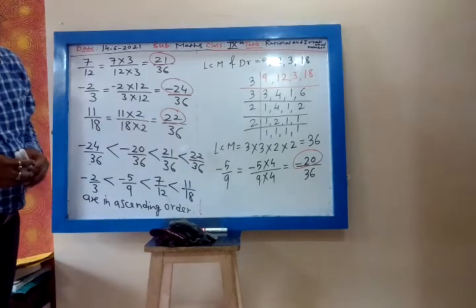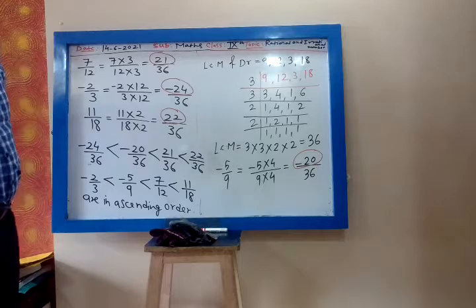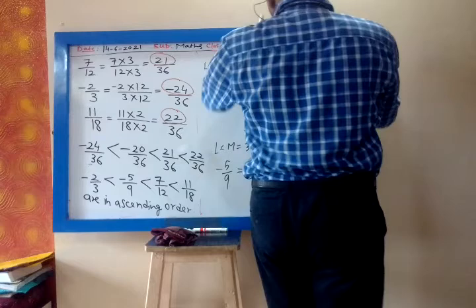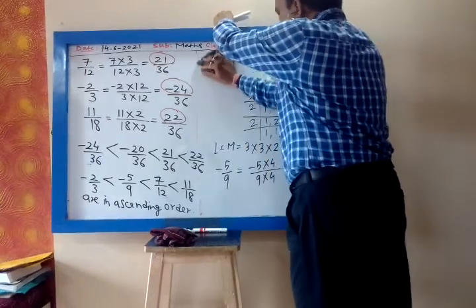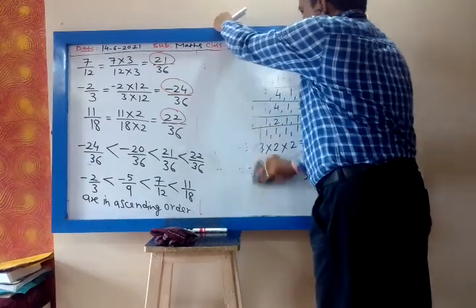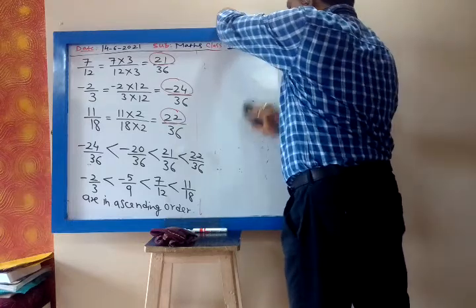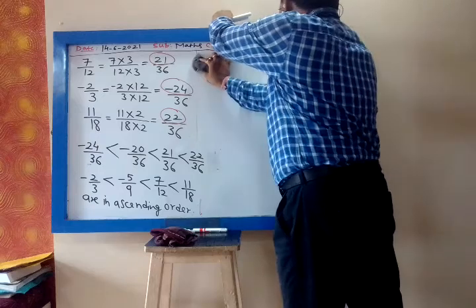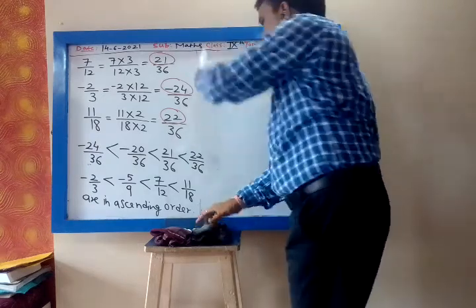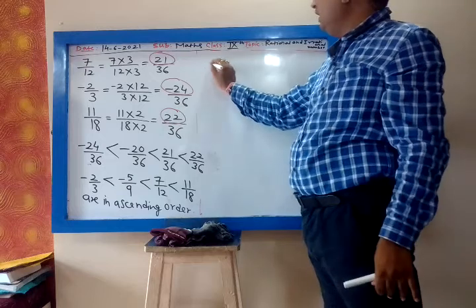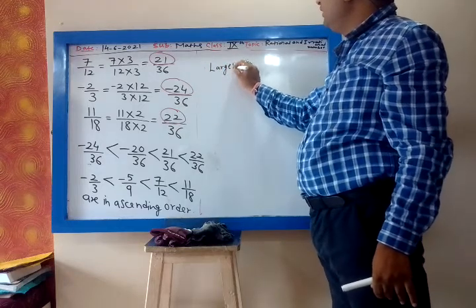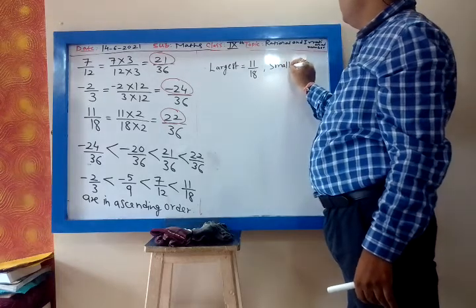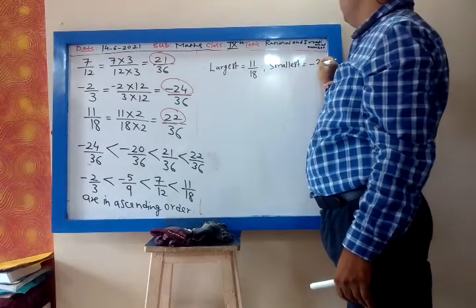Now what is the second part? Find the difference between the largest and the smallest of these rational numbers. So find the difference between the largest and smallest. Which is the largest number? 11 by 18, no? Right. So the largest is 11 by 18 and the smallest is minus 2 by 3, correct?